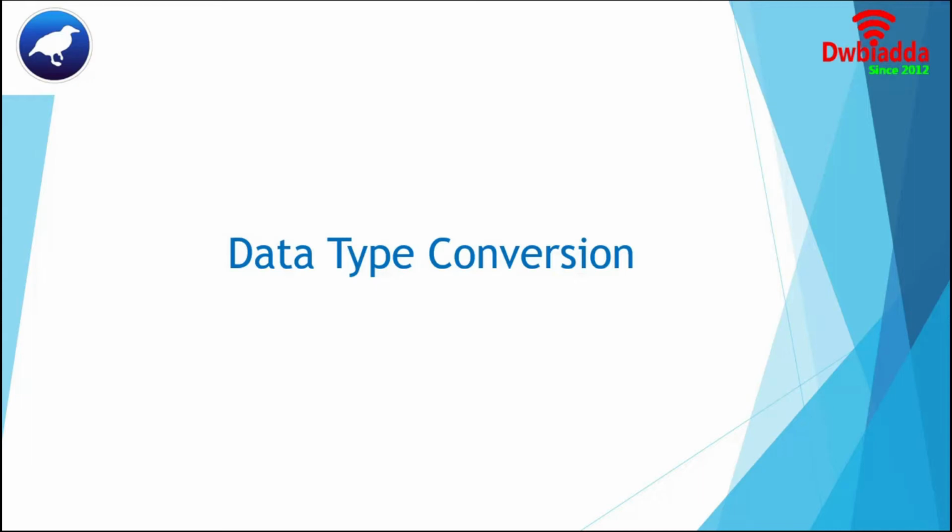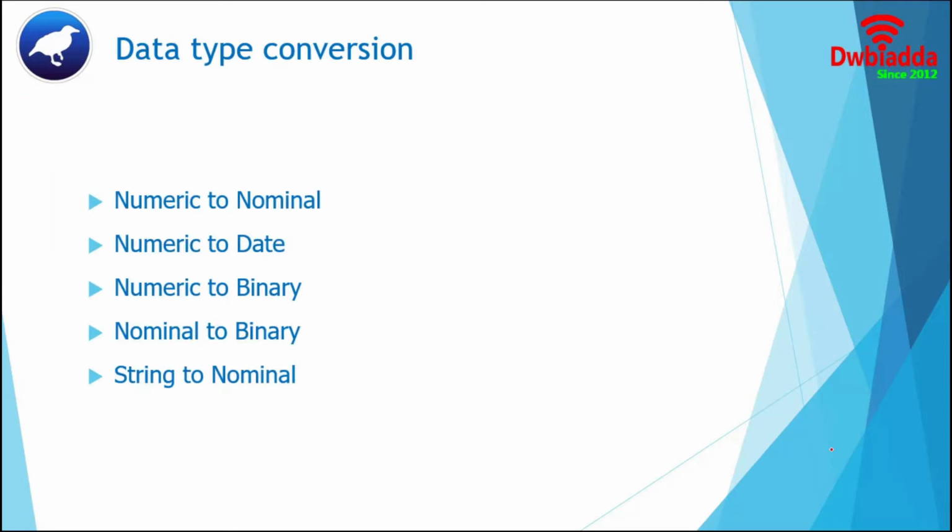Let's start the session. In data analysis, data type conversion refers to either implicitly or explicitly changing a value from one data type to another. In Weka, we use conversion-specific filters. Suppose to convert numeric data into nominal format, we use the numeric to nominal filter. In Weka, these conversion options are available. For the first three options, the source type is numeric and the target types are nominal, date and binary respectively.